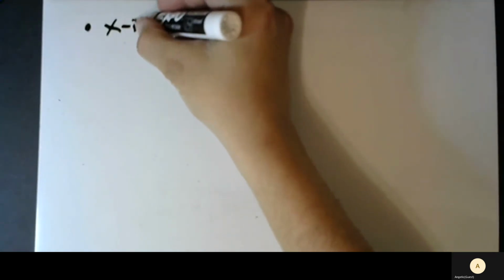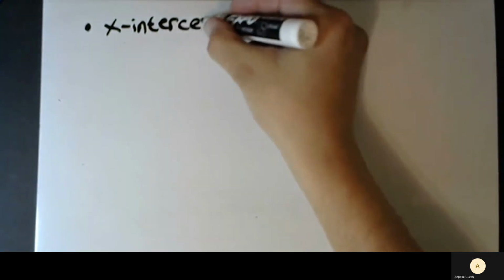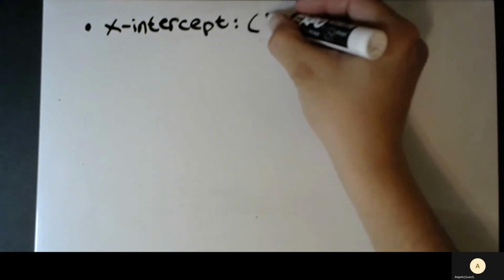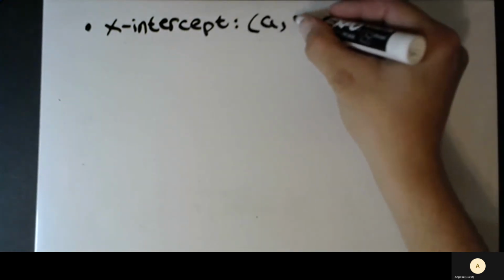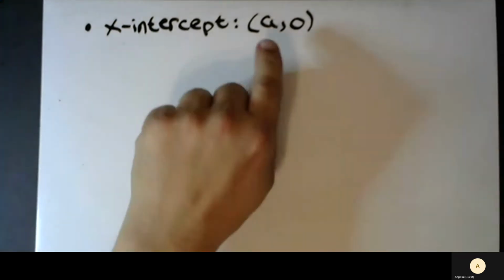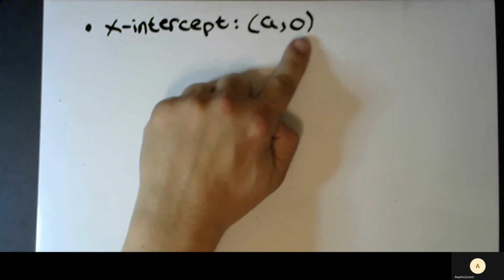So basically, it's going to work like this. For an x-intercept, this will have the form of a, comma, 0. In other words, for the x-intercept, the x-coordinate is going to be a, but the y-coordinate is always 0.